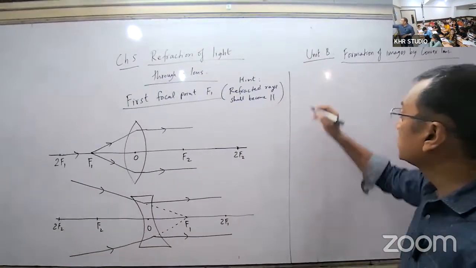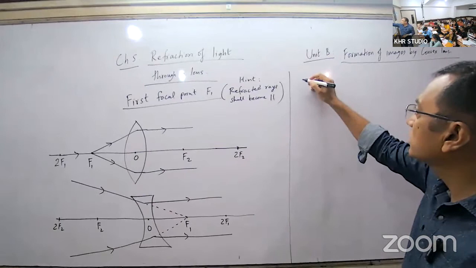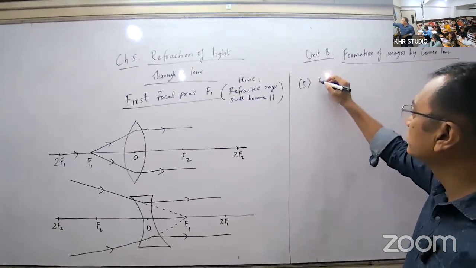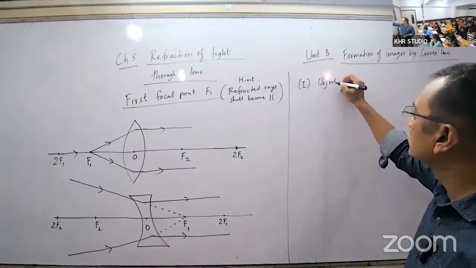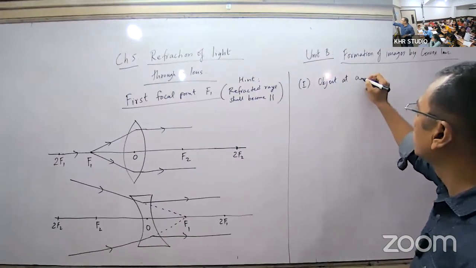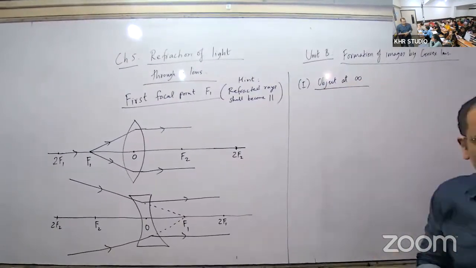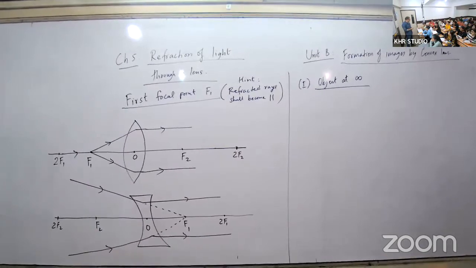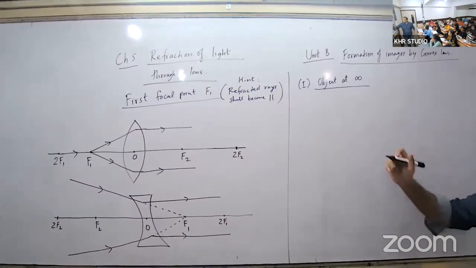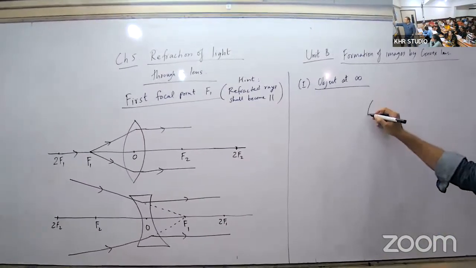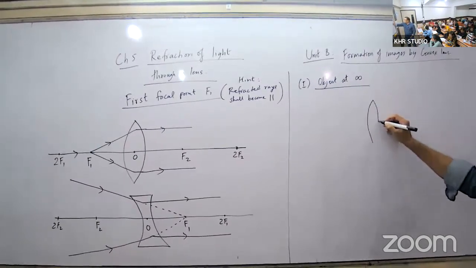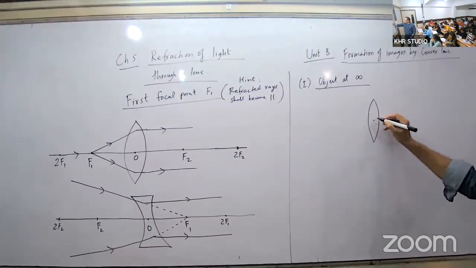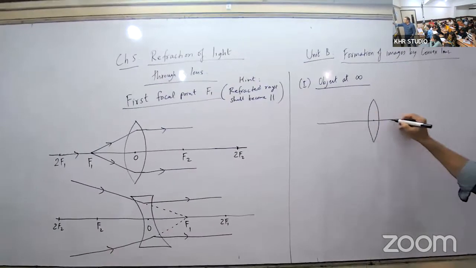So let's take the first object position as object at infinity. So where should the image form? At focus. Right? There you go. So whenever the object is at infinity, the image will be formed at focus.